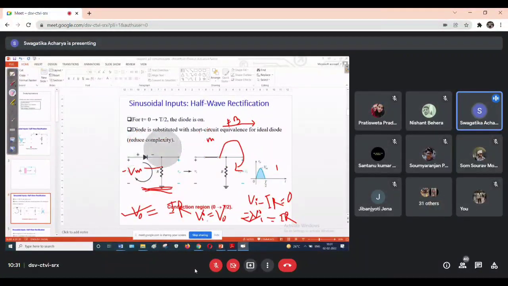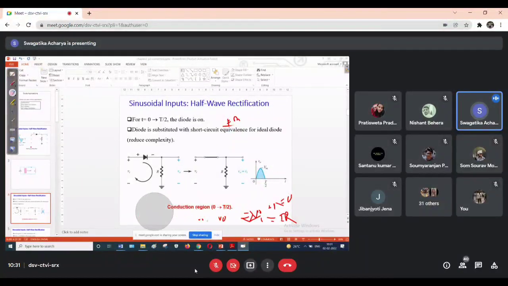Now coming to this, that thing I have already given here. You can take the screenshot whenever the positive half is taken, that is 0 to T by 2. This much is the only positive half. So V naught you are getting as VI.